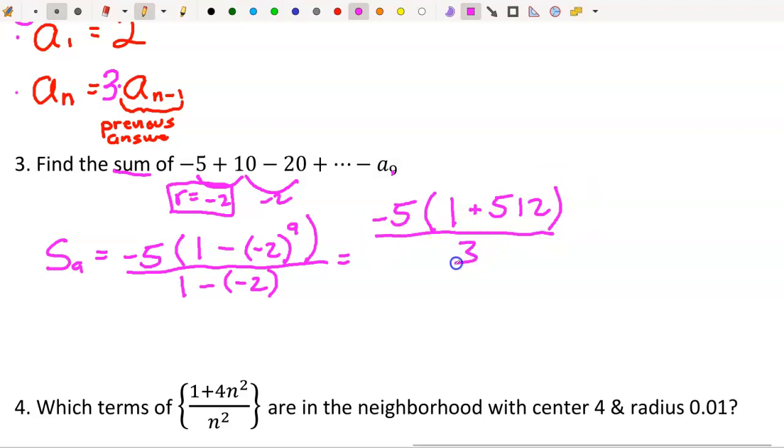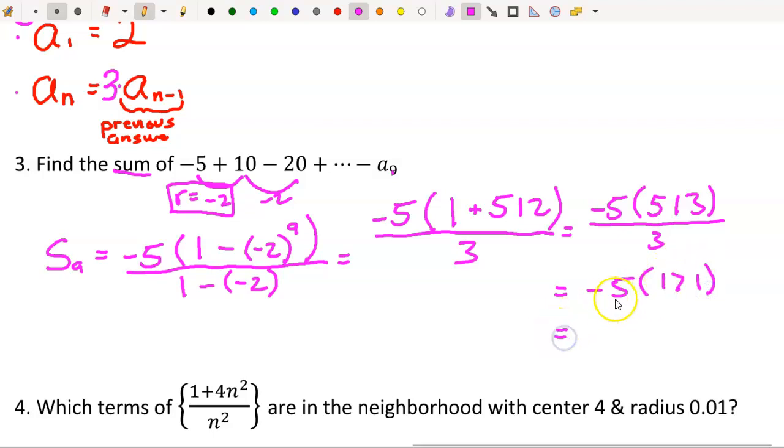All divided by 3. And we got, simplify, of course, 513, which 3 goes into evenly because 3 goes into 51 and 3 goes into 3, so I know 3 goes into 513. So check on a calculator, and that is 171, which now with the calculator again, you get negative 855. Yeah, there we go.